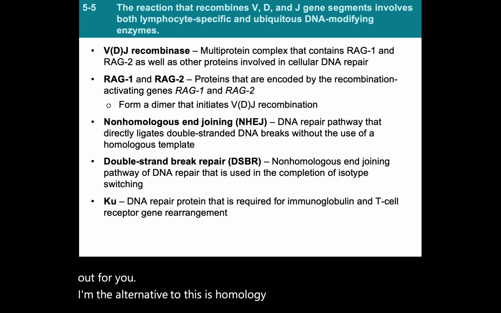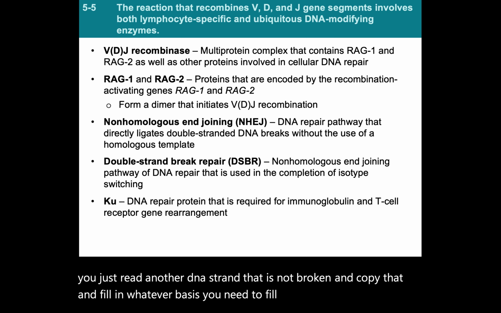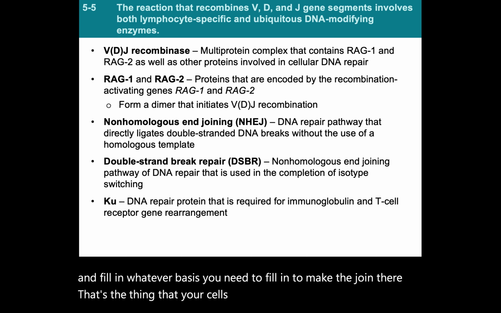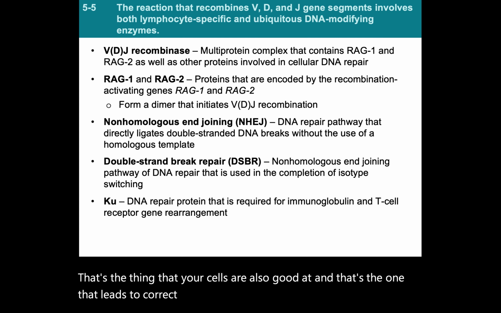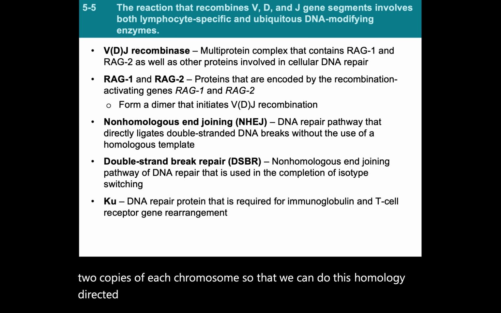This is where you just read another DNA strand that is not broken and copy that and fill in whatever bases you need to fill in to make the join there. And that's a thing that your cells are also good at. And that's the one that leads to correct repair for the most part. And that's why we have 2 copies of each chromosome, so that we can do this homology-directed repair, rather than just relying on crazy NHEJ.